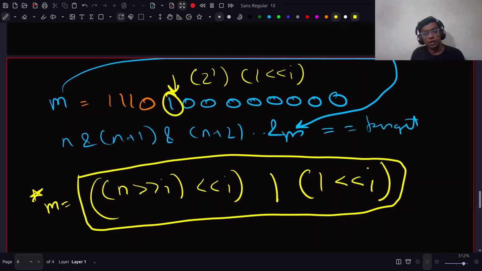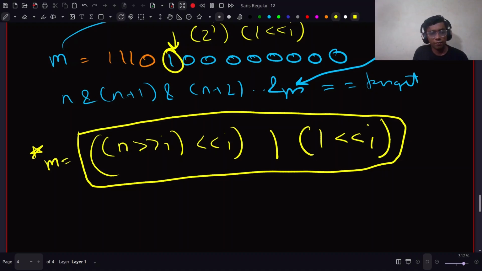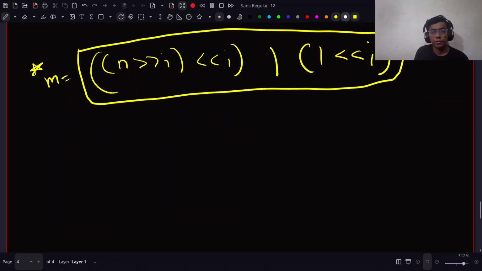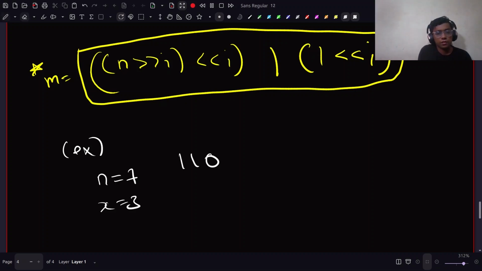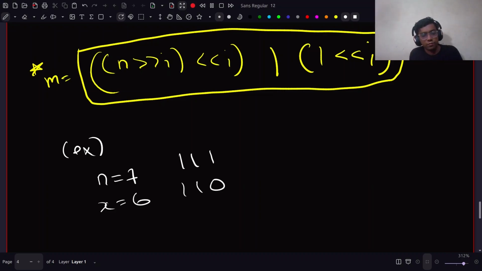However, we need to pay attention that this value of m might not always work. So for example, let me just give you an example. We have n equal to 7, x equal to 6. If you write down 7, it looks like this in binary. If you write down 6, this is equal to this in binary.